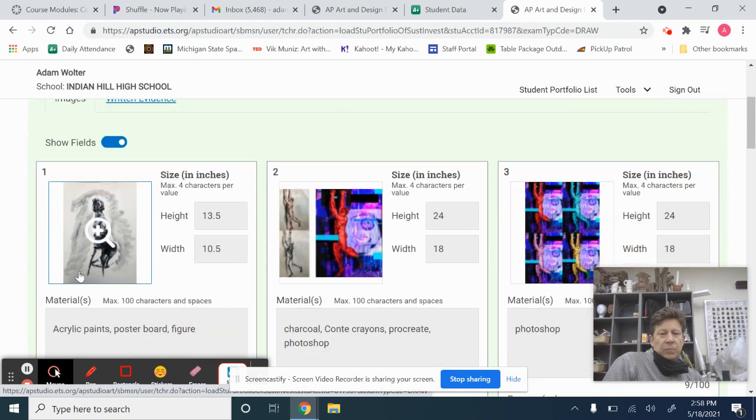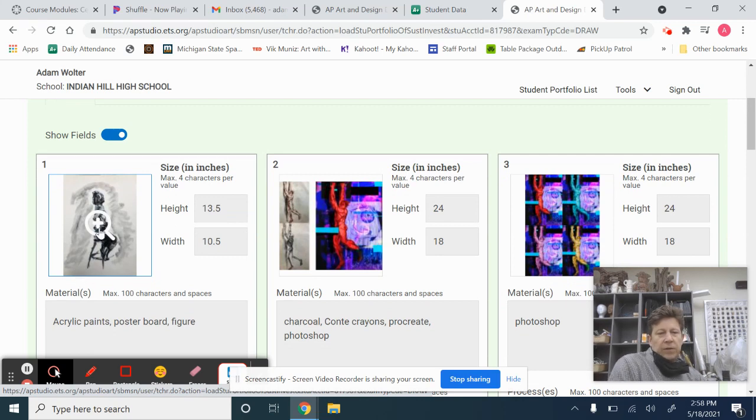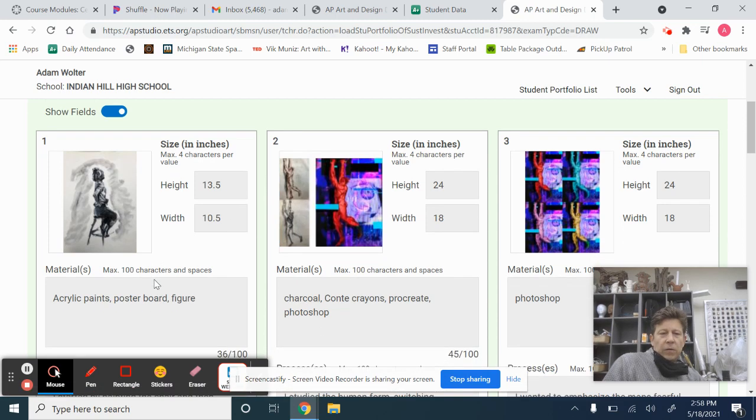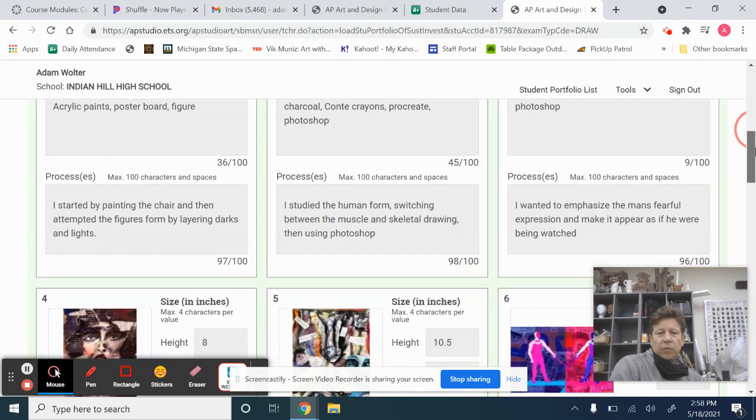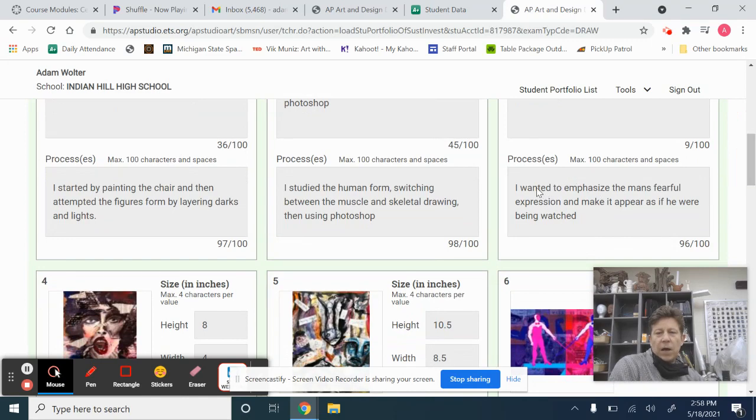You can see each piece is individually listed here with height and width. You'll have to write a little bit about the materials that you used to create it and the process that you went through to create it. Now, we decided this year with this new format that in the process, we wanted to give a little more of a clue about the meaning behind the piece. So, for example, here, Paige says, I wanted to emphasize the man's fearful expression and make it appear as if he were being watched. Right?